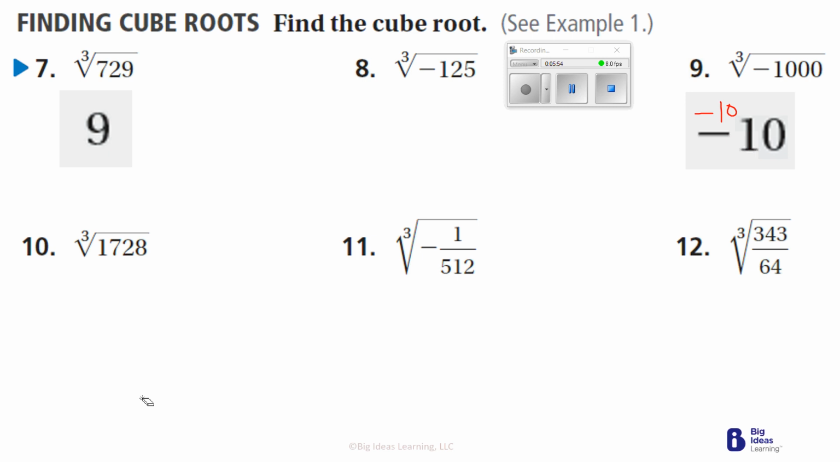Number 11, I've got the cube root of negative 1 over 512. Again, anytime I got 1 there, I can do that as many times as I want. I know it's going to be a negative number. Now I've got to say what number multiplied by itself will give me 512. I remember that we talked about 5 being too small, because that was going to be equal to 125. We found out that 9 was 729.